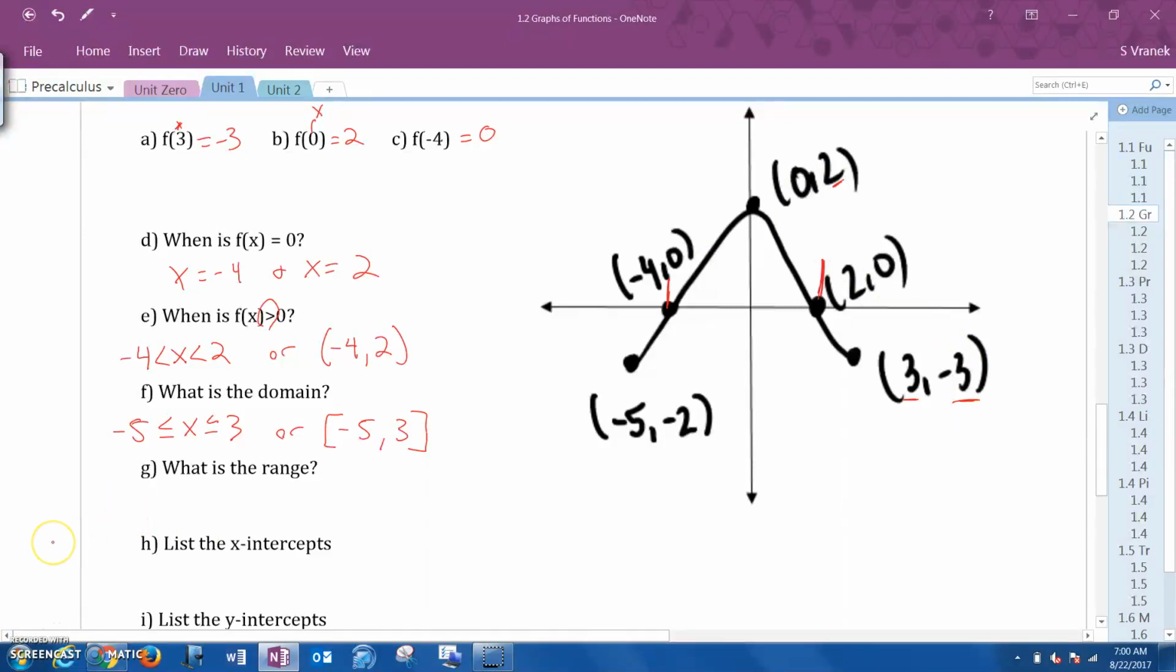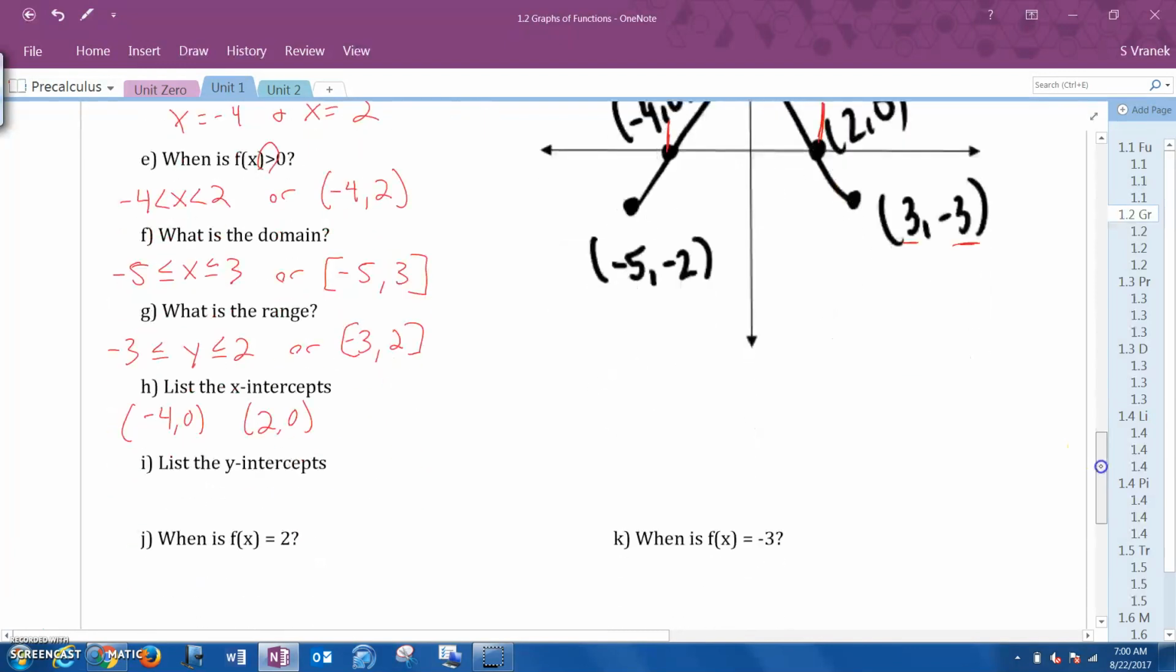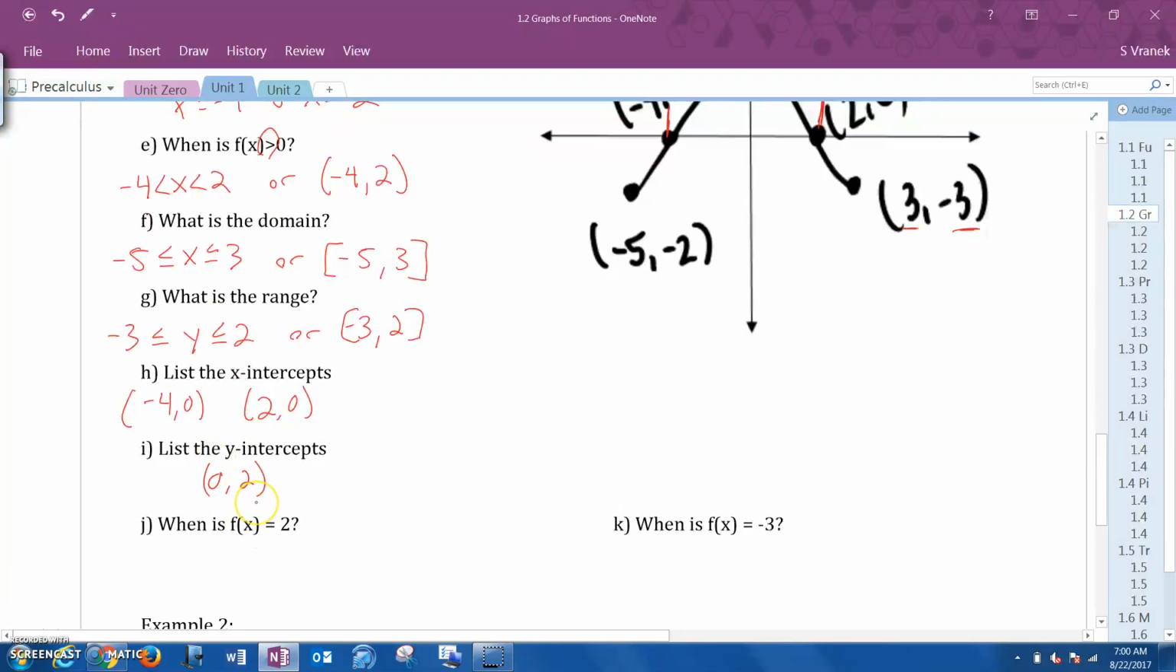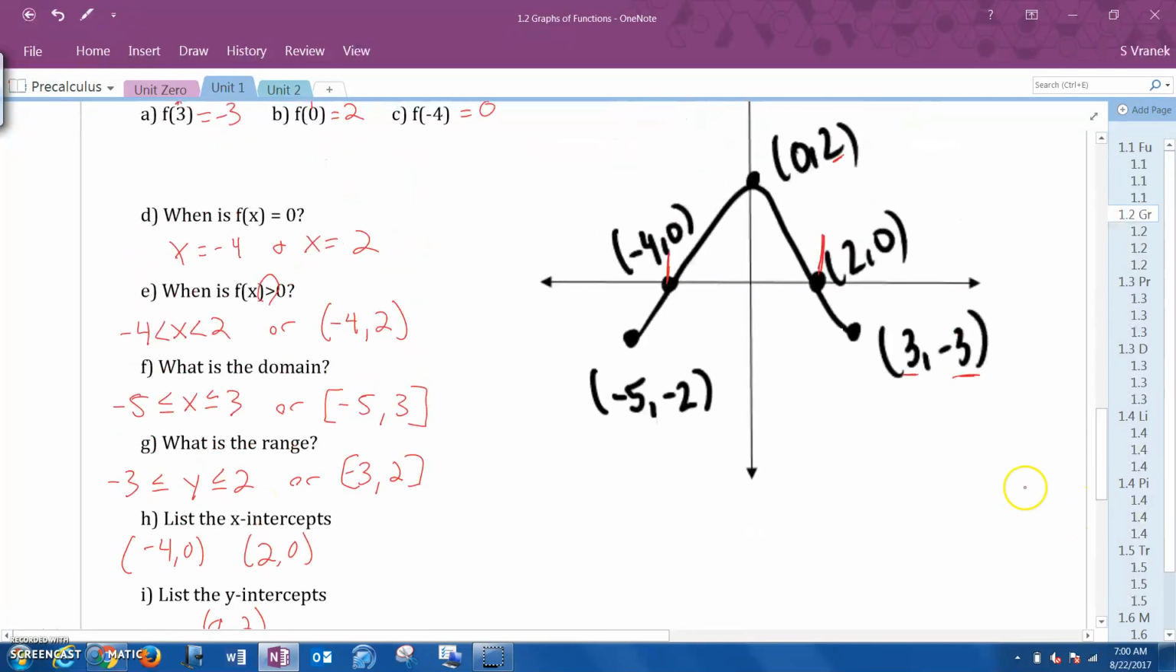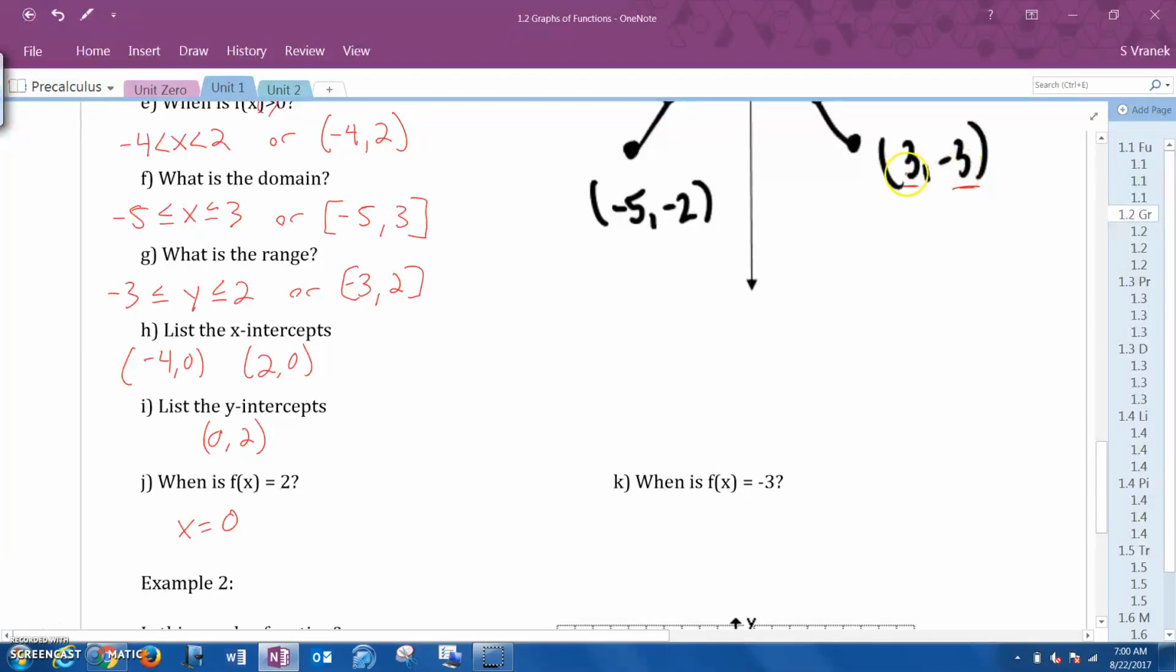So for the range, we would say we go from -3. Be careful here, you can call this y, or you could say it's [-3, 2]. The x-intercepts are where y is 0, so the x-intercepts are (-4, 0) and (2, 0). The y-intercept is where it crosses the y-axis, so that would be (0, 2). It says when is the function equal to 2? We just found that actually. If you notice, the function is equal to 2 when x is equal to 0. When is the function equal to -3? It's right here actually, when x is equal to 3.